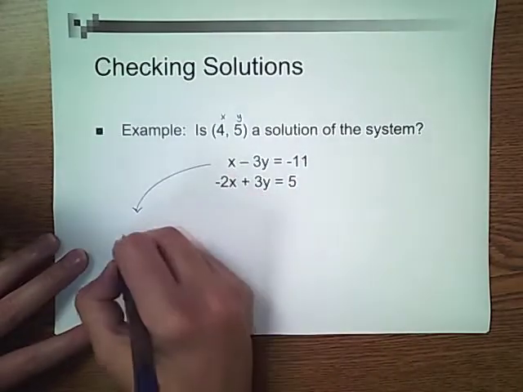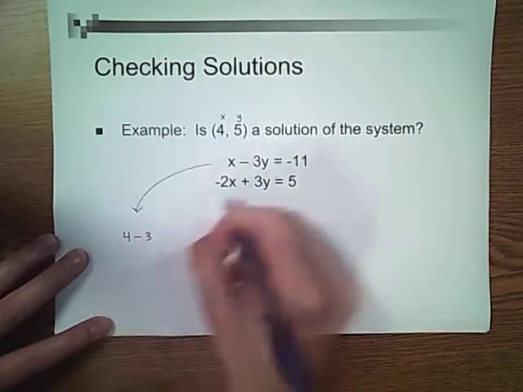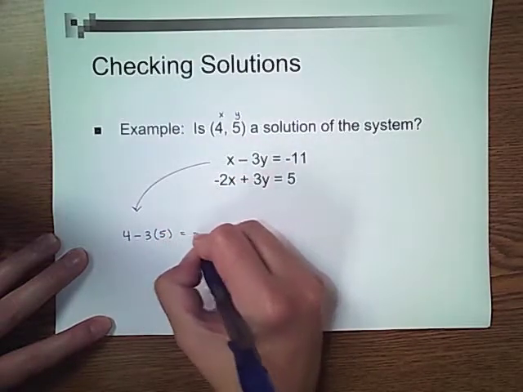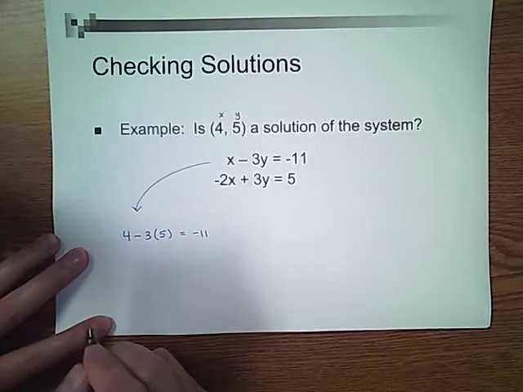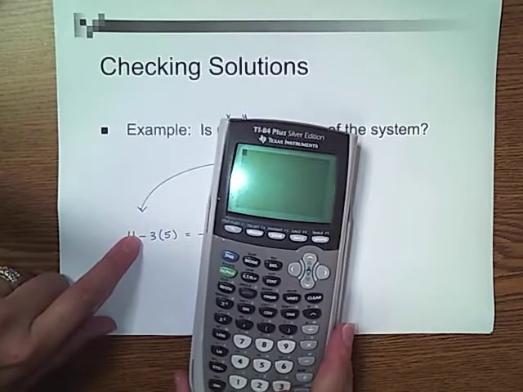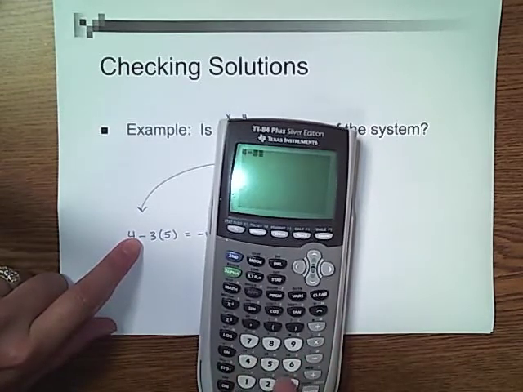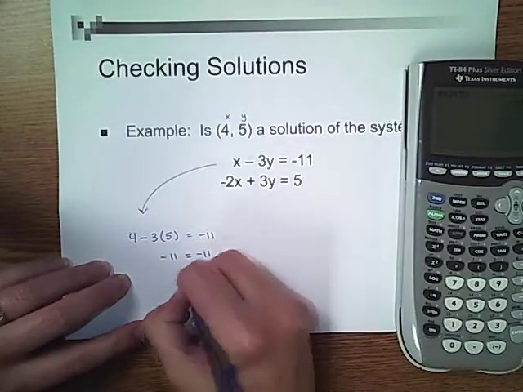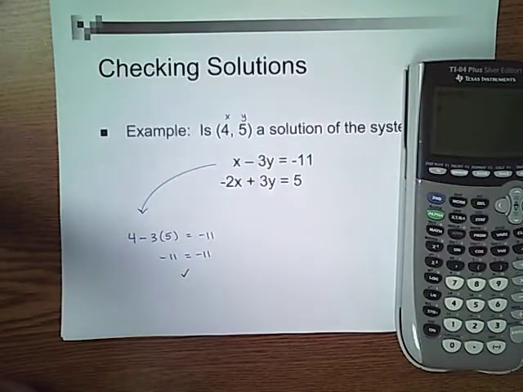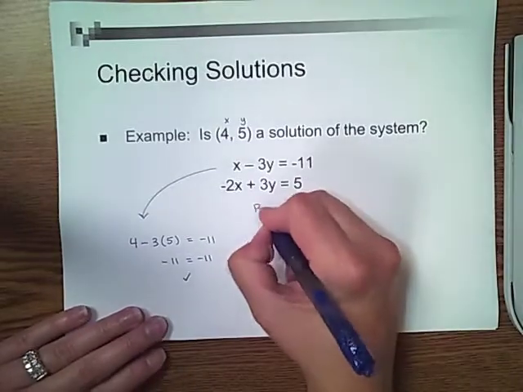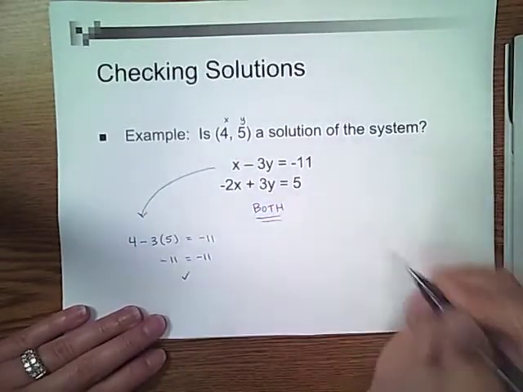All right, so I'll work on this one over here. So instead of x, I'm going to put in 4 minus 3, and that's part of the equation, times 5, equals negative 11. And I hope that it will come out to equal negative 11. So I'm going to grab my calculator and type this side into my graphing calculator. 4 minus 3 times 5. And I got negative 11, which is what I wanted. So negative 11 equals negative 11. And I'm going to put a check mark. It worked in that equation. So far, so good. Okay, but we have to check it in both equations. Don't forget that. You have to check it in both equations.